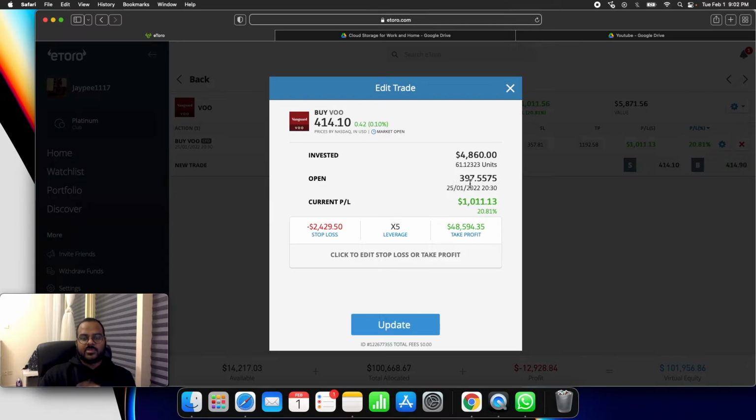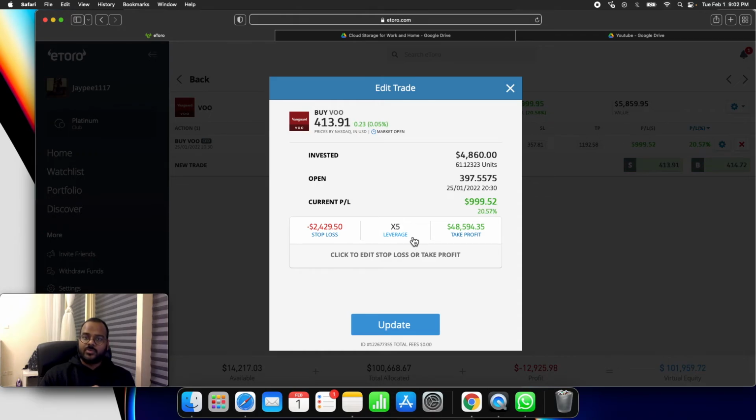So let's say if I know this is for sure going to go up and I want to make money quickly, not recommended, then in that case for 4,860 choosing 5 leverage, that means I am actually putting 25,000. So instead of buying let's say 10 units that I would have bought for 4,860, I actually ended up buying 61. Now what is happening here is, for every dollar that this value goes up from 397 to 398, I would be making $5 profit because I'm taking a leverage.